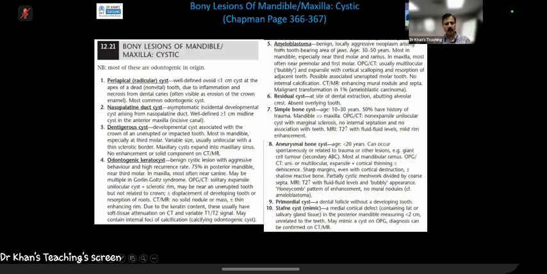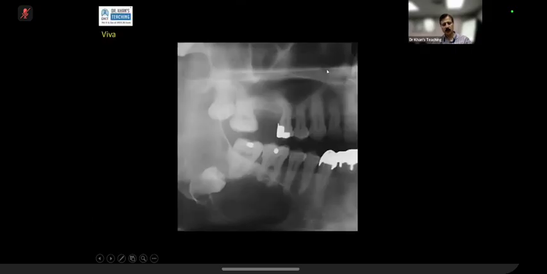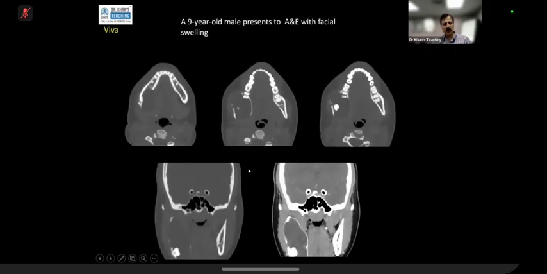But having said that, when you give contrast, there will be enhancement, enhancing mural nodule or septi, etc. So that is a key point to remember. Now, this is another case of dentigerous cyst, where you can see this expansion here.